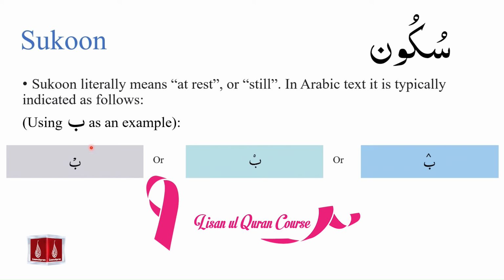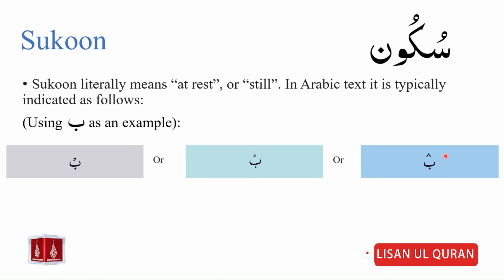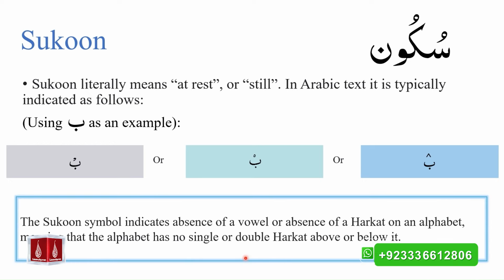Sukun will either appear like this, where it looks like a comma sign on top of the alphabet, or it will appear like this, where it has an appearance of a small circle on top of the alphabet, or it will appear like this, where it has the inverted arrow or what we call the caret sign on top of the alphabet. The sukun symbol indicates the absence of a vowel or absence of a harakat on an alphabet, meaning that the alphabet has no single or double harakat above or below it.